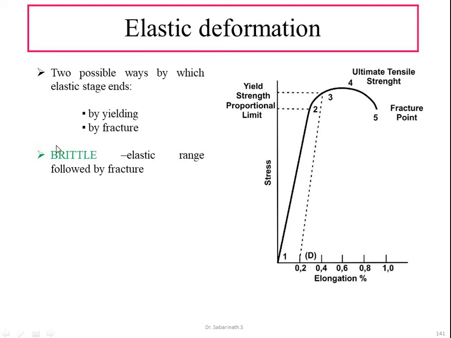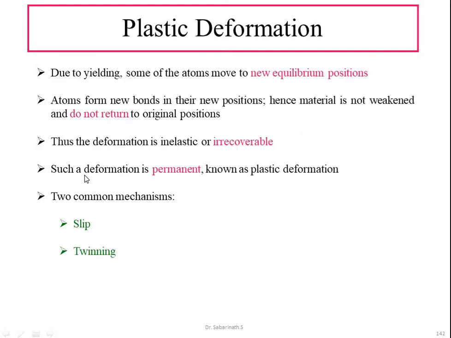And in between I need to introduce you to the term brittle. For example, glass pieces, we know are brittle. They will break immediately. So what is a brittle material? In a brittle material there will be some elastic range, but the yielding will not be there. Immediately it will lead to fracture. Such kinds of material are known as brittle materials.